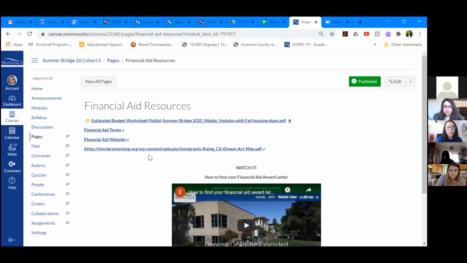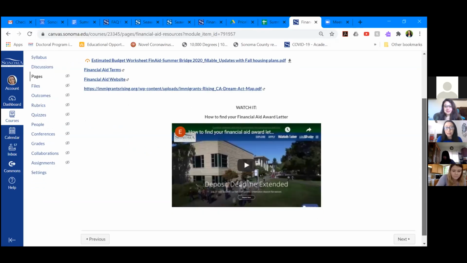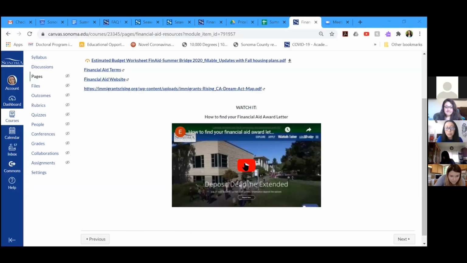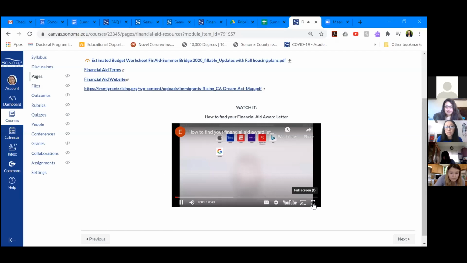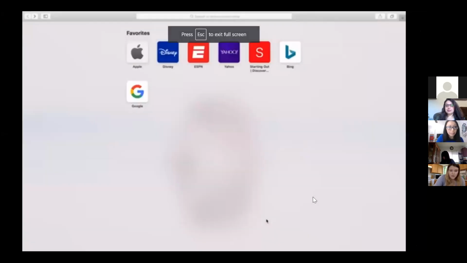We also have Immigrants Rising information for our students who fill out the California Dream Act application, the MAP. Let me make sure my sound is playing for you all, as I share this. We're going to do a quick review of how to access your financial aid award. This is how you can find your financial aid award letter at Sonoma State University.